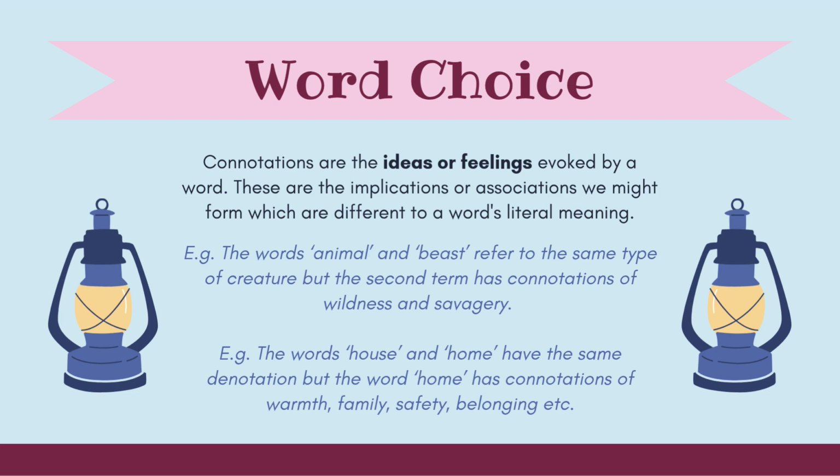Word choice. Connotations are the ideas or feelings evoked by a word. These are the implications or associations we might form which are different to a word's literal meaning. For example, the words animal and beast refer to the same type of creature, but the second term has connotations of wildness and savagery. For example, the words house and home have the same denotation, but the word home has connotations of warmth, family, safety, belonging, etc.